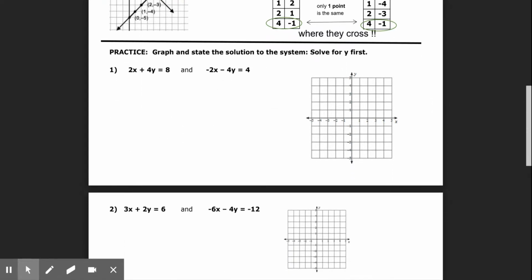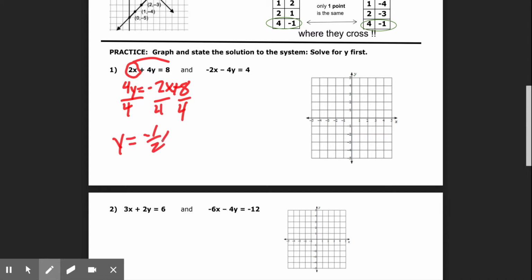So on number 1 here, we're going to graph and state the solution to the system. We're going to solve for y first. So the first thing we're going to do is take this 2x and move it over. So we're going to have 4y equals, the inverse of a positive 2x would be a -2x plus 8. And then we're going to divide everything by 4. So we're going to have y equals -1/2 x plus 2. And then we're going to graph this.